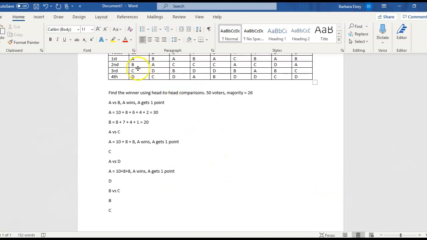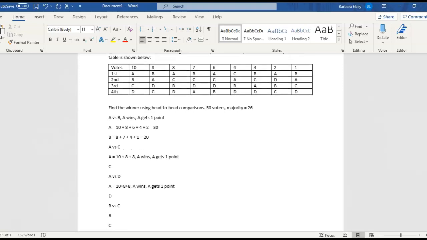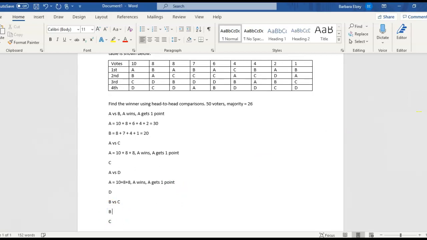All right, so if we look at this first column that had 10 people, B is higher than C, so B gets the first 10. If we look at the second column, B is again higher, so B gets the second 8. If we look at the third column, C is preferred, so C gets the next 8. If we look at the fourth column, B is preferred, so it gets 7. Now, we're not quite to majority there, so we have to keep going.